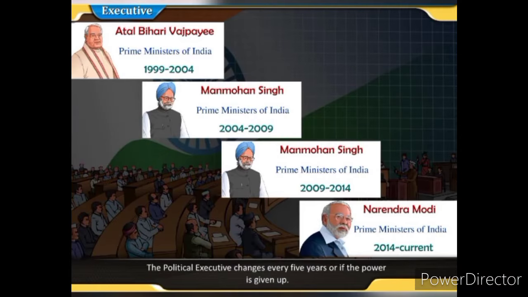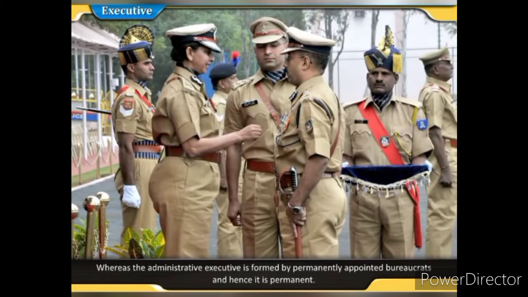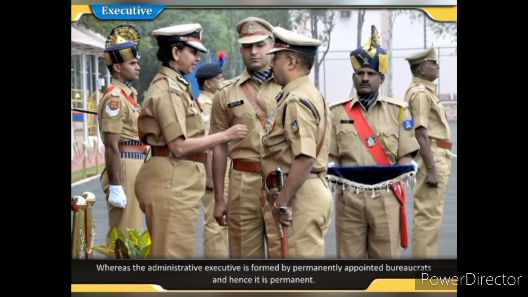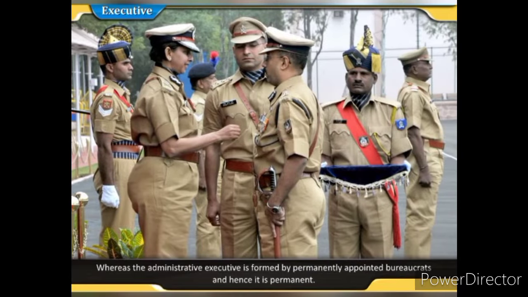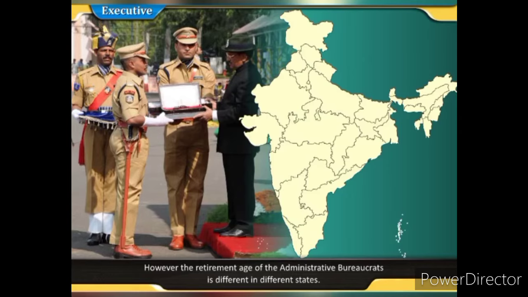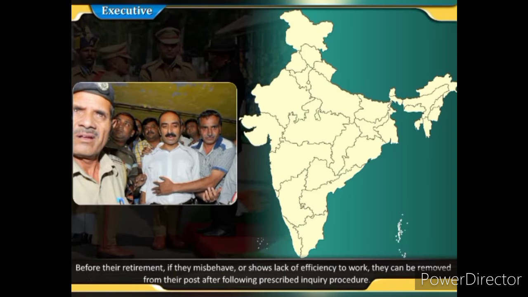The political executive changes every 5 years or if the power is given up. Whereas the administrative executive is formed by permanently appointed bureaucrats and hence it is permanent. However, the retirement age of the administrative bureaucrats is different in different states. Before their retirement, if they misbehave or show lack of efficiency to work, they can be removed from their post after following prescribed inquiry procedure.